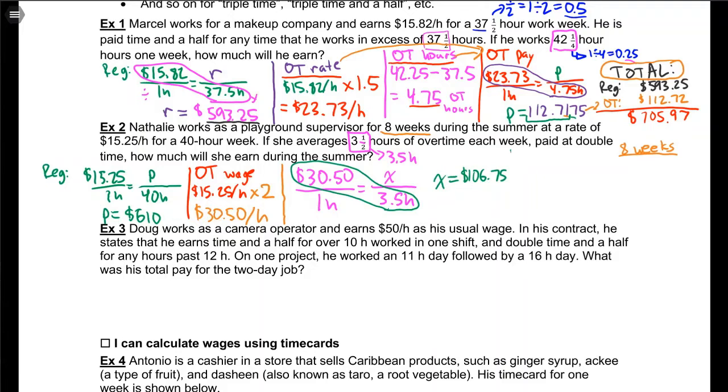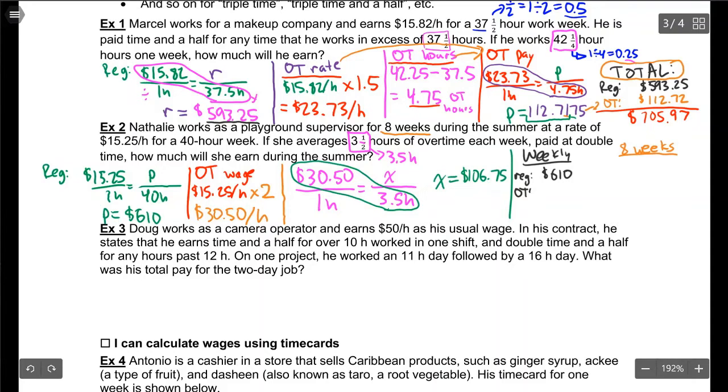So let's figure out her regular weekly wage. So weekly, she earns her regular pay of $610 plus her overtime of $106.75. Add that up, we're going to get 75 cents. 6, 1, and 7. So $716.75 per week.